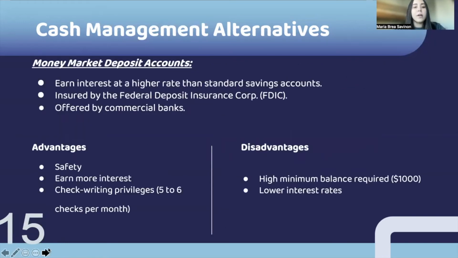Then we have money market deposit accounts. You earn interest at a higher rate than standard savings accounts. This is insured by the Federal Deposit Insurance Corporation, and it's offered by commercial banks. Advantages of money market deposit accounts are safety, you earn more interest, and you have check writing privileges within 5 to 6 checks per month. Disadvantages are the high minimum balance required of $1,000, and that it is a low interest rate type of alternative.